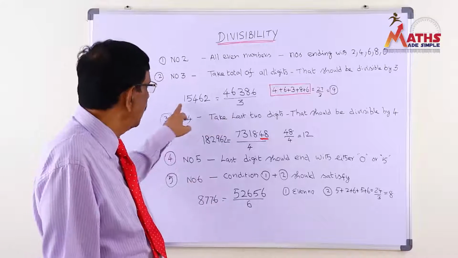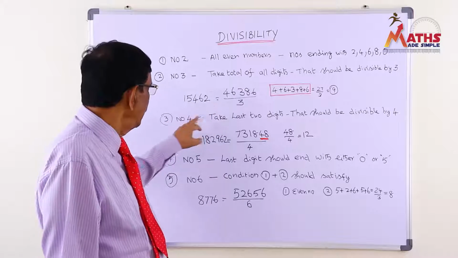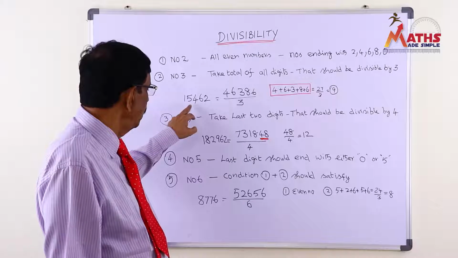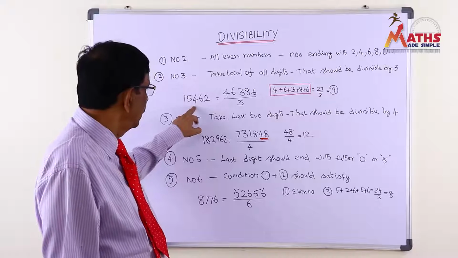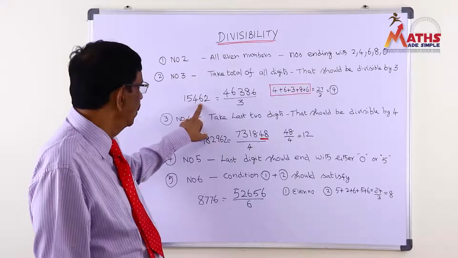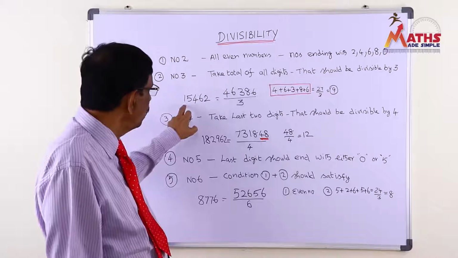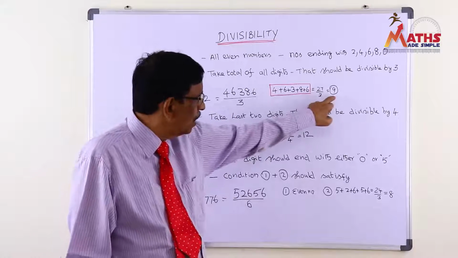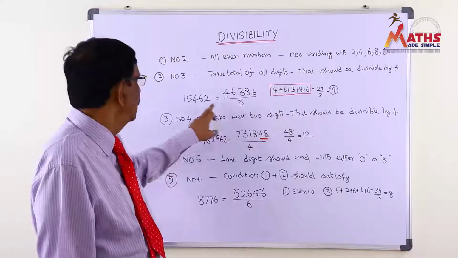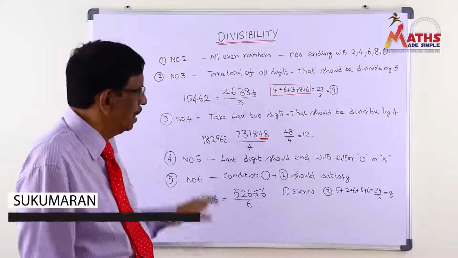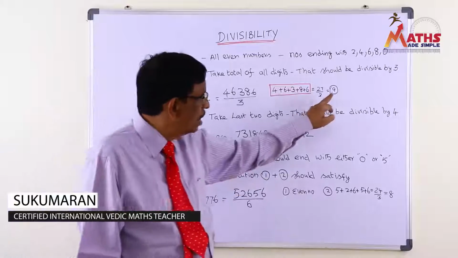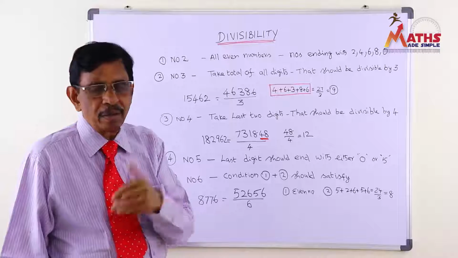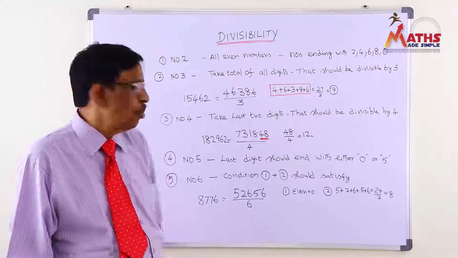Let us check whether it is happening. When we divide, it becomes 1, then 5, 13, then it is 4, 18, then it is 6. 6 divided by 3 is 2. So 15462 is the answer to this. So as long as the total is divisible by 3, this number is also divisible by 3. By chance, if this is not divisible, the whole number is also not divisible by 3. The reverse is also true.